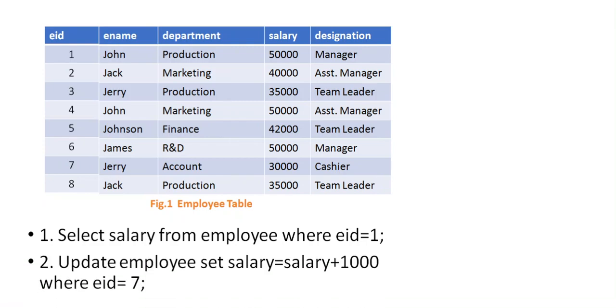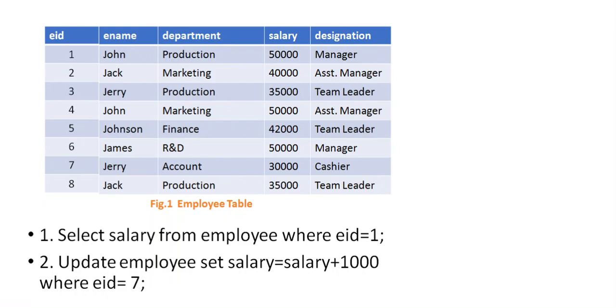Similarly, now I want to increase the salary of Jerry. Okay, take our previous example. I want to increase the salary of Jerry employee by 1000 who is working in account department. Now here we have two employees with name Jerry. One has employee ID 3 and another has employee ID 7.